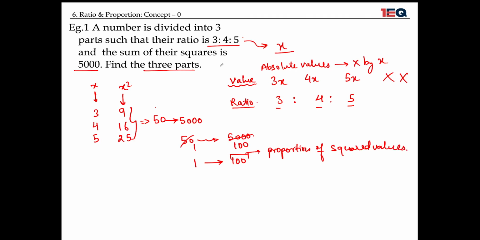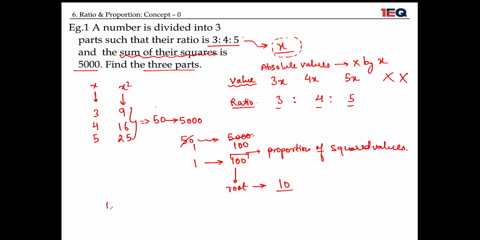How do I come to this conclusion? It has been written over here that the sum of their squares. That's why it was a proportion of squared values. So I would have to take a root of it. Why am I taking a root of it? Because the root of 100 equal to 10 which I get, this is basically the x that we were talking about all the time. This is basically the common factor which was eradicated when the ratio came to the point.